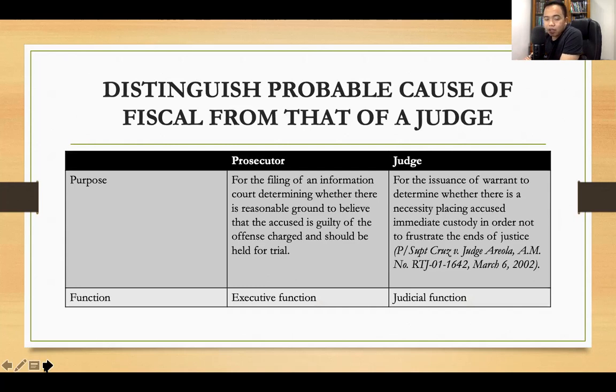So what are the distinctions of probable cause from the prosecutor to that of a judge? So at the prosecutor level, the purpose of probable cause is for the filing of the information in court. On the other hand, with the judge, the probable cause is for the issuance of a warrant of arrest, that is, whether there is a necessity of placing the accused in immediate custody in order not to frustrate the ends of justice. Now, probable cause with the office of the prosecutor is an executive function, while that of the judge is a judicial function.